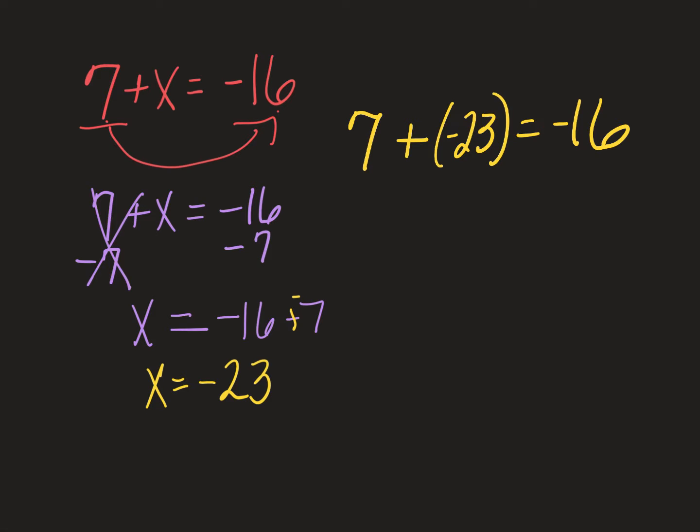All right, so 7 plus a negative 23, you're going to subtract, and you're going to get a negative 16 equals a negative 16, and that is correct, okay? All right, let's practice it more. All right, so let's say that we have x minus 3, and I'm going to do a few of these odd ones on page 442 with you, okay?